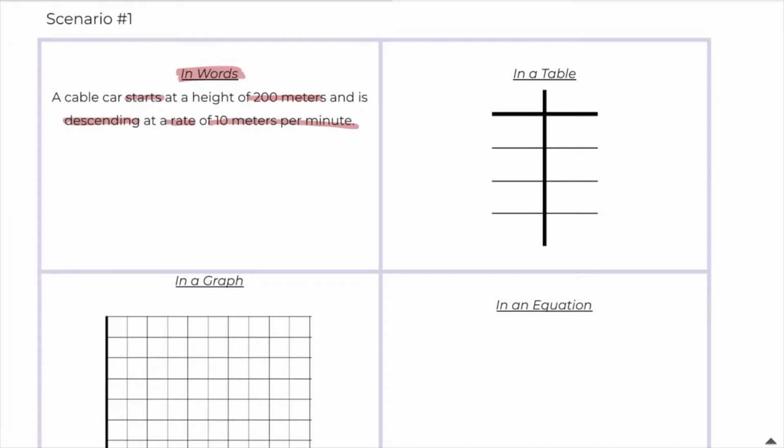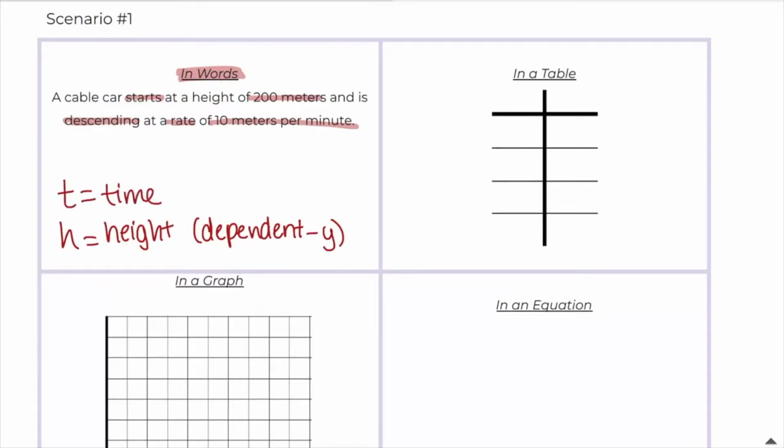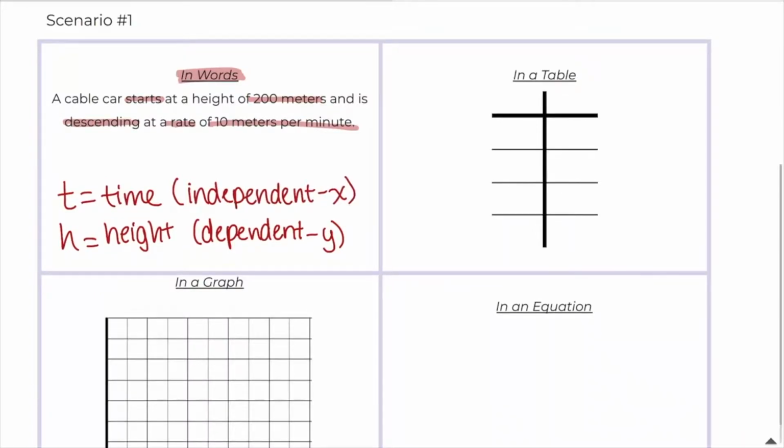So before we do anything else, I want to identify what our variables are. We have two different variables. We have our height in meters and our time in minutes. And the height depends on how much time has gone by, which means the height is the dependent variable, which is the y. And we'll call it h, for height, and the other variable is time. And since height is dependent, that means time is independent, and that is the x. Okay, so that's going to help us out with our table.